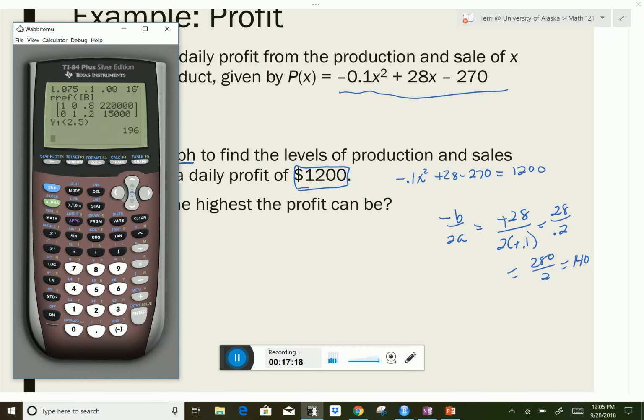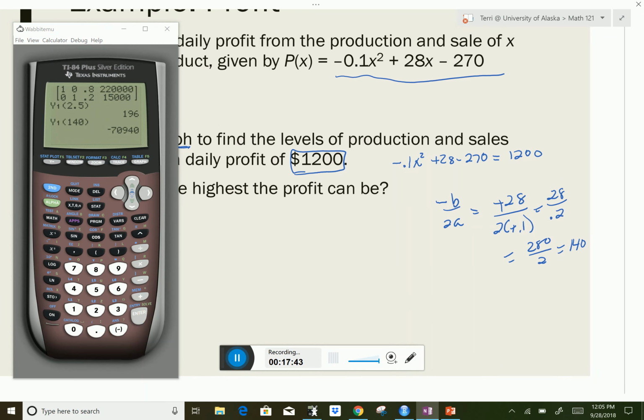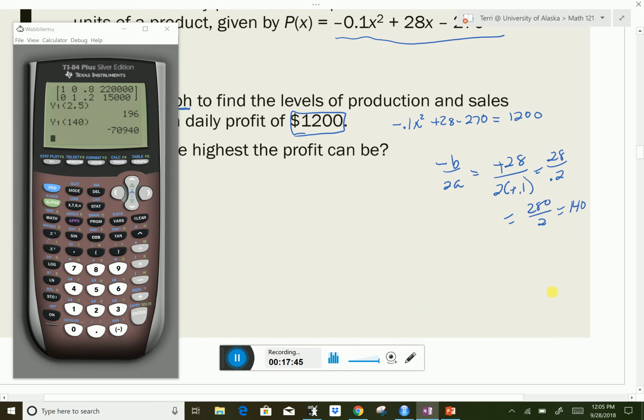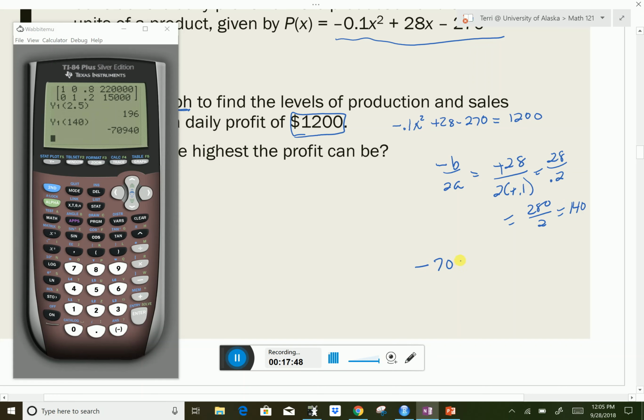So let's find out what my y1 is. So go back and get y1. Oh, I need to unlock that button, sorry. So I'm going to go get y1 at 140. And it is negative. That's not good. Negative 70,940. Let me make sure my y1 is still negative in the front. It is. Okay. And that's what it is.